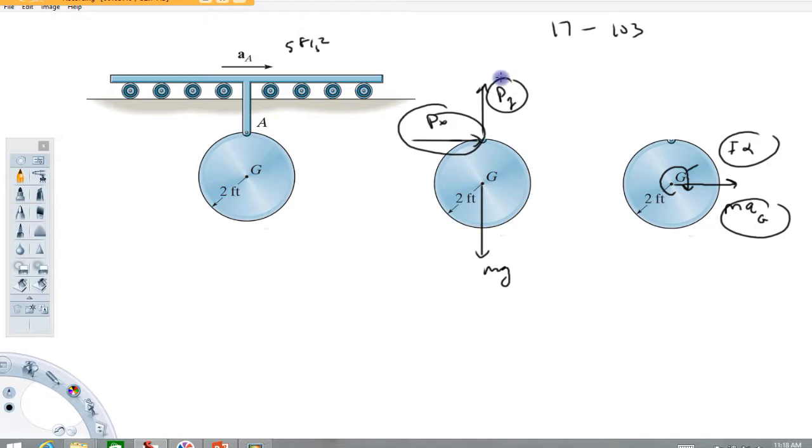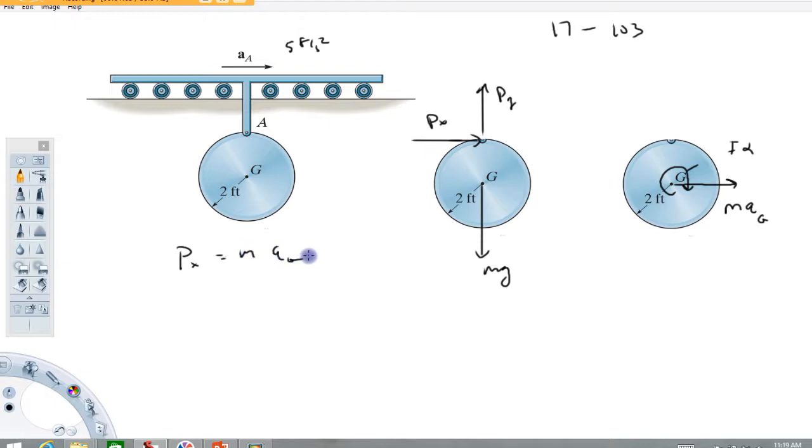The reason I'm pointing that out is that it tells you we're going to have to write some other type of equation aside from a force and moment equation. So force equation: sum of all forces in the x direction equals ma. That's a pretty easy equation. This force equals m a sub g.